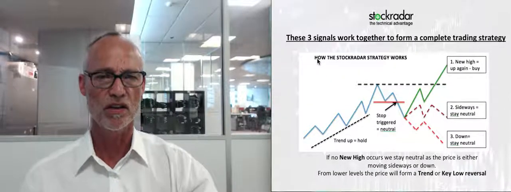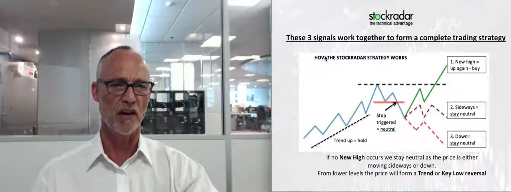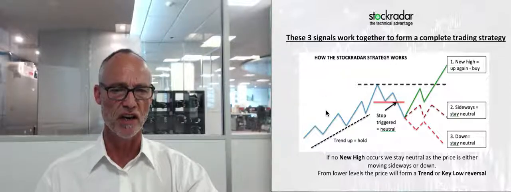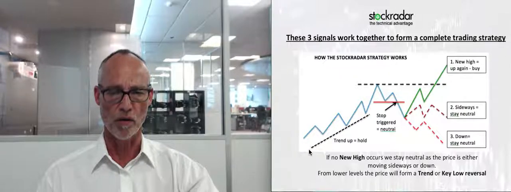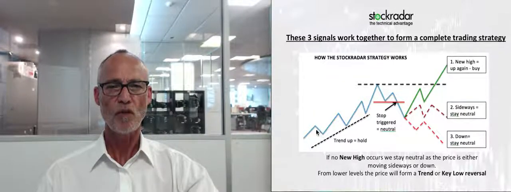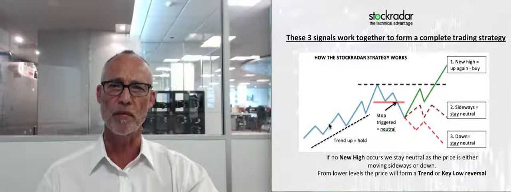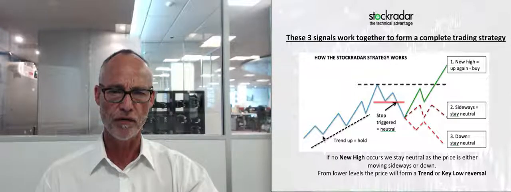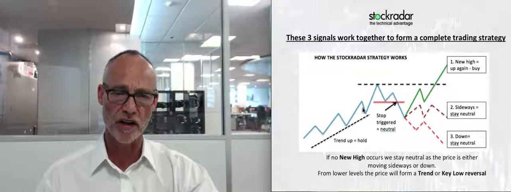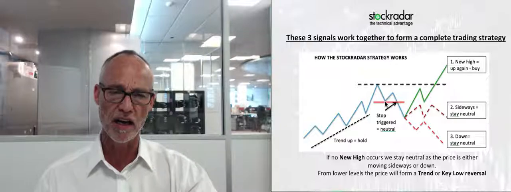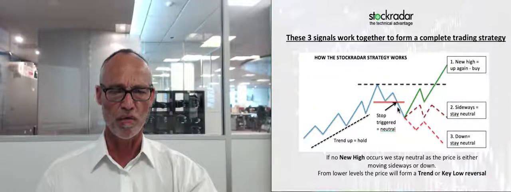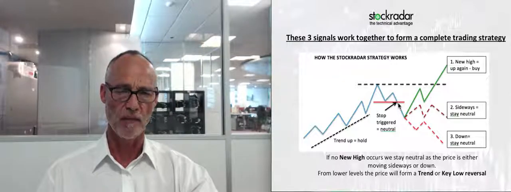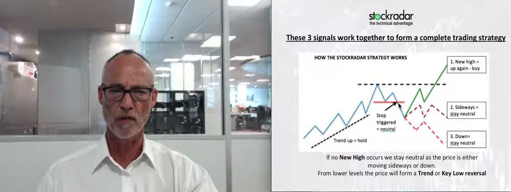Okay, so now let's look at the three signals as they work together to form a complete trading strategy. So firstly here I've got an uptrend, which will probably be triggered. I will have had a trend reversal or a key low reversal here, which will have got me into this trending phase. And hopefully, by the look of this, I'm still in the trend because my stop is now up here. Okay, so I've run from up here, I've got a stop up here, and I've been taken out, okay, by my predetermined stop loss.